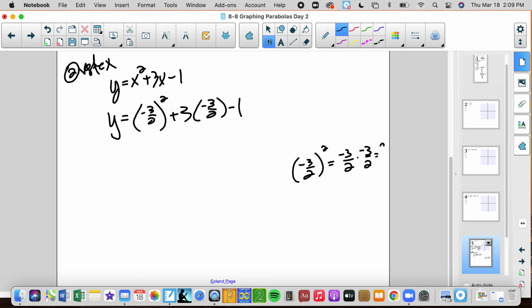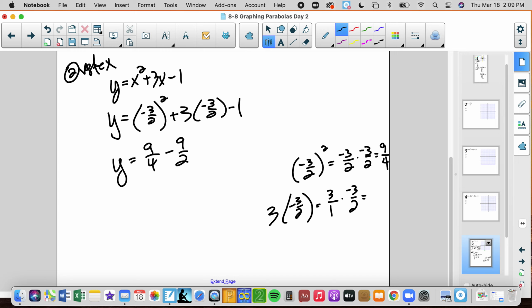Numerator times numerator gives me 9. Denominator times denominator gives me 4. So we get 9/4 minus 9/2, because when we multiply 3 times -3/2, that is 3 over 1 times -3 over 2. Numerator times numerator is -9. Denominator times denominator is 2. Minus 1.